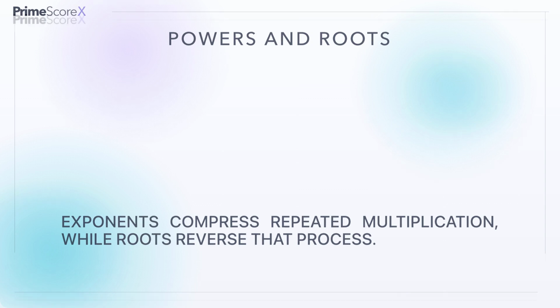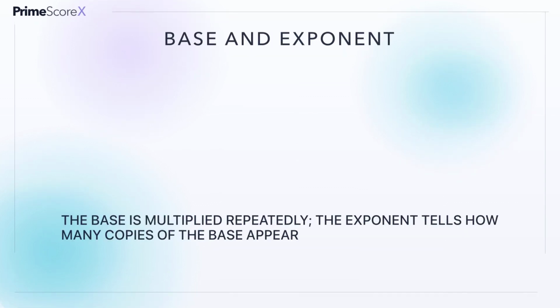In 5 cubed, 5 is the base, and 3 is the exponent. The expression means 5 times 5 times 5, which equals 125. It does not mean 5 times 3. Reading the notation correctly is the first control step.